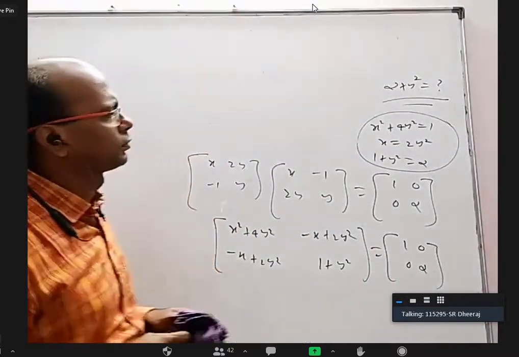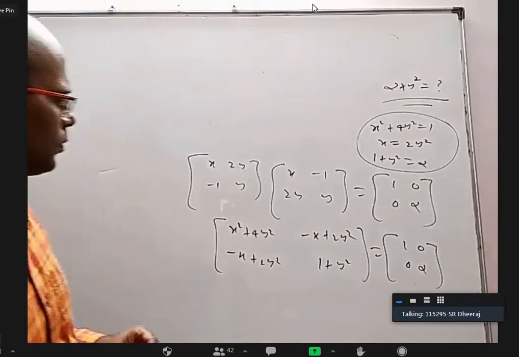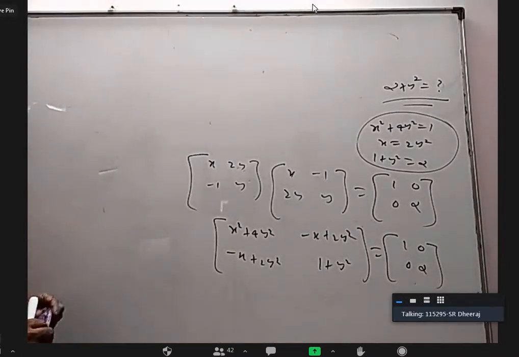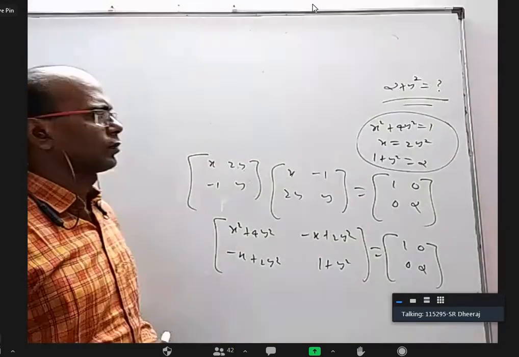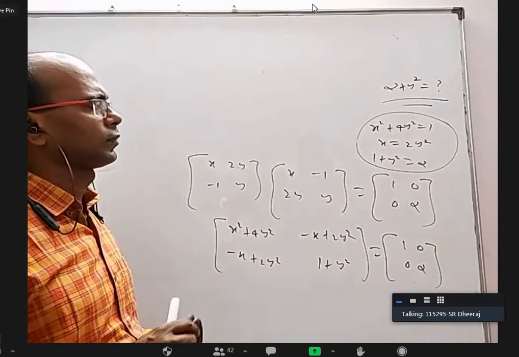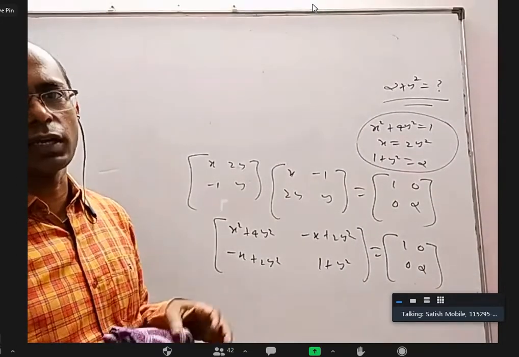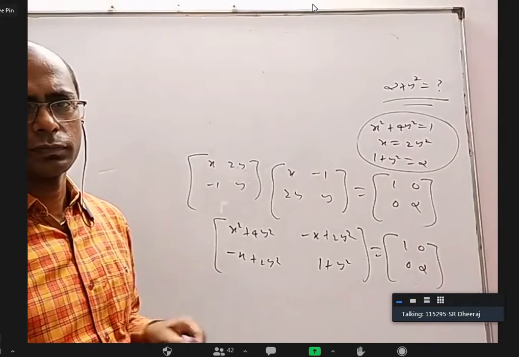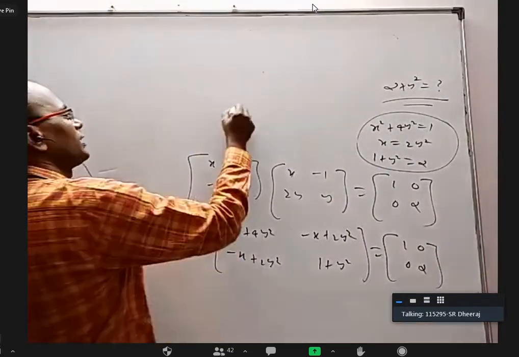Sir, actually, if we keep 2y square in place of x, we get x square as 4y to the power of 4, plus 4y square. If we take 4y square common, it is y square plus 1. But it is not equal to 0, right? Equal to 1. Yes, sir, equal to 1 only. If y square plus 1 is equal to 1, then y square is equal to 1.